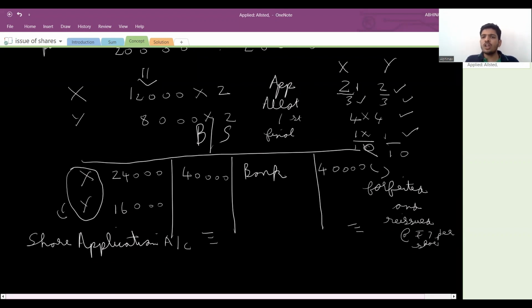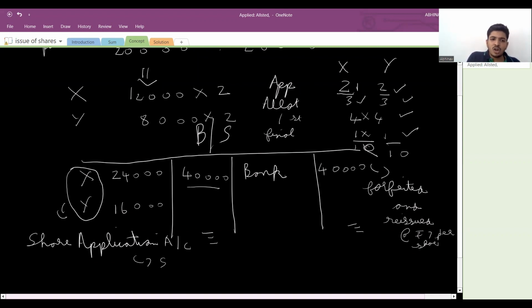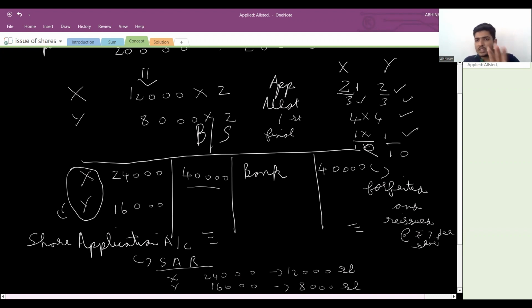You don't write X and Y's name, you write share application account and you write 40,000 here. It is the same concept. When you are the owner, you write share capital account. And in the share capital register, the name of each owner and the amount contributed by him will come, as explained before. But now you're just applicants. So you write share application account and the total of 40,000 will get recorded here. And there'll be a separate register called share application register, where it'll be mentioned X applied for 24,000 rupees worth of application money he paid and Y paid 16,000 rupees worth of application money. So X applied for 12,000 shares and Y applied for 8,000 shares. This will be mentioned in the share application register, correct? So 12,000 into 2, 24,000 rupees was contributed by X, 8,000 into 2, 16,000 rupees was contributed by Y. This is the basic concept.